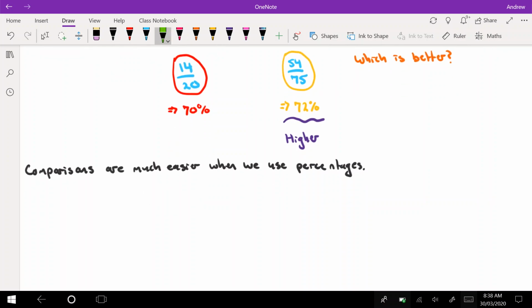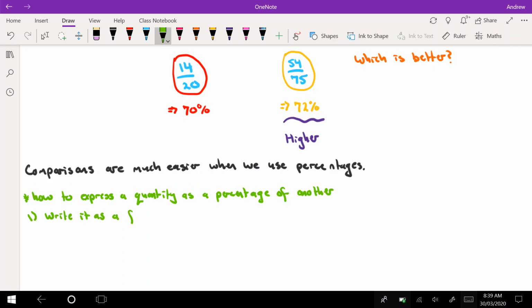First, we should know how to express a quantity as a percentage of another. So to express a quantity as a percentage of another, the first thing we should do is write it as a fraction. So if you had 13 out of 15, you would write 13 over 15, and then times the fraction by 100. Because that is how we convert to a percentage.